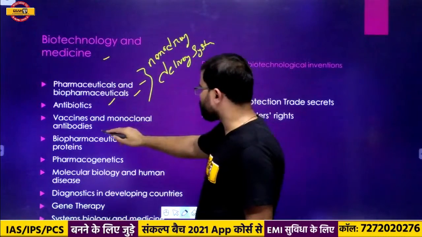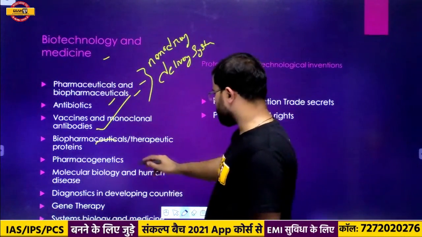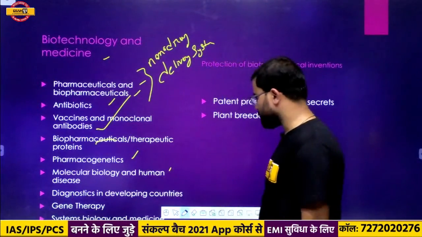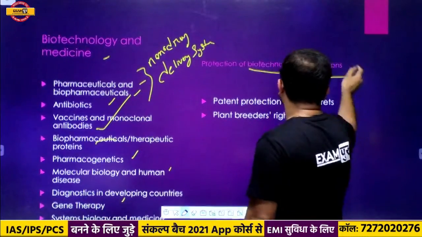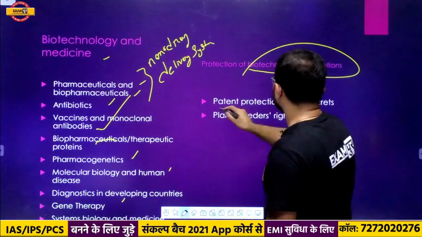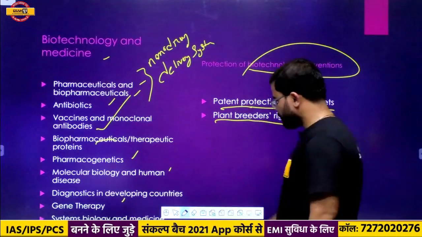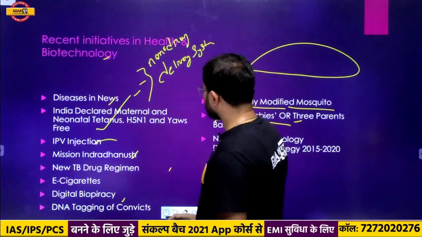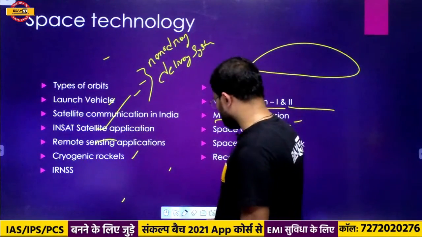एंटीबायोटिक्स क्या है? Vaccines and monoclonal antibodies, biopharmaceuticals and therapeutic molecules and human disease, cell gene therapy, etc. Protection of biotechnology inventions, that is plant patent protection and trade secrets, plant breeding rights we will study. ठीक है.